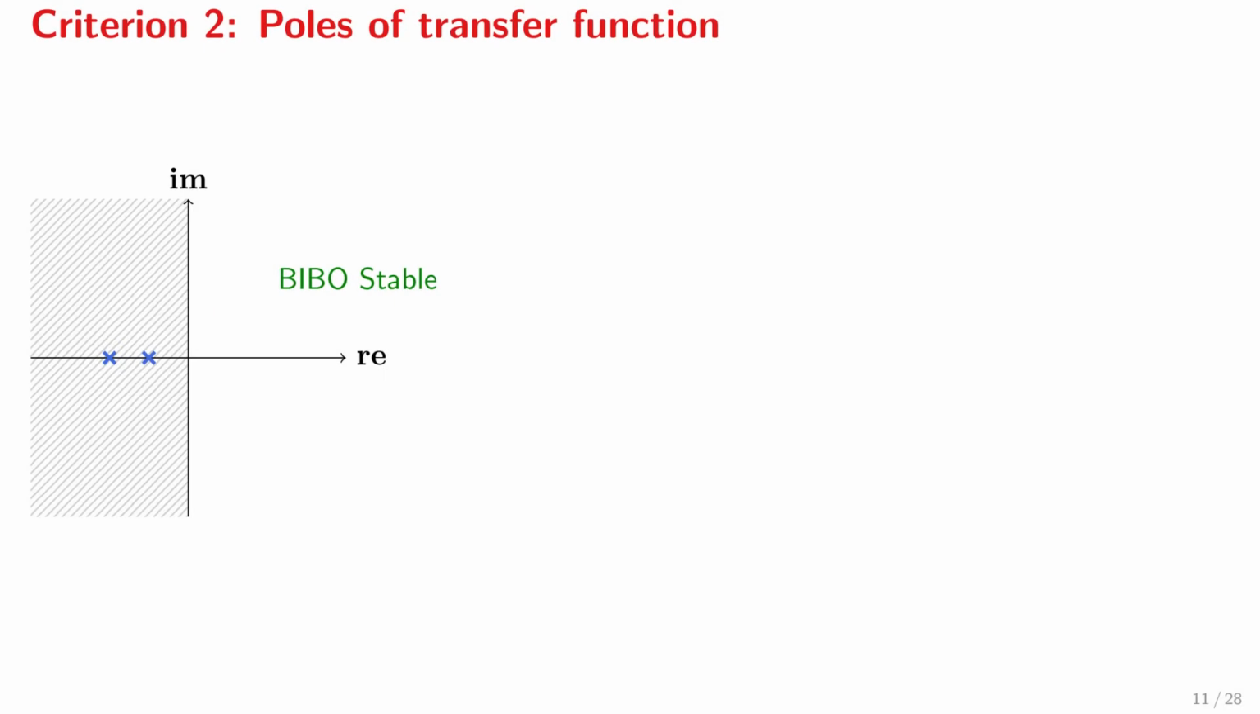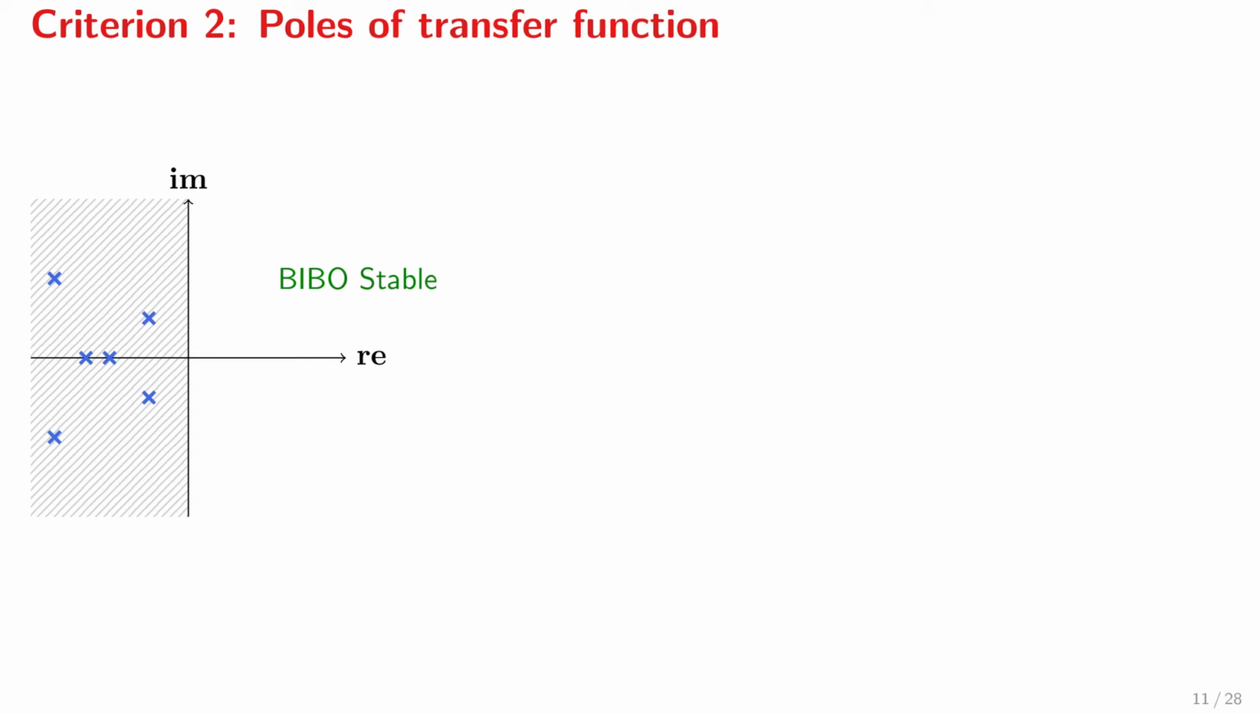Let's have a look at these slides over here that summarize our results. When we have poles that are on the left-hand side of the imaginary axis and they are real poles, we said that we have a BIBO stable system, wherever these poles might be, actually. We haven't shown that, but this is the result that we will present in this video lecture.